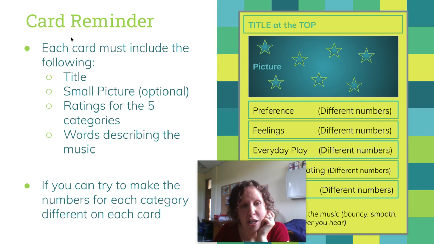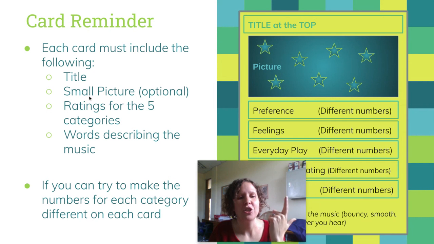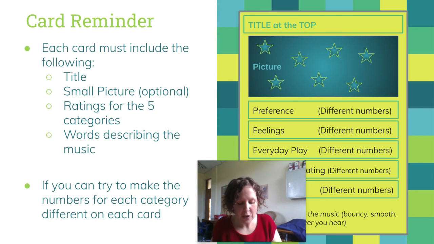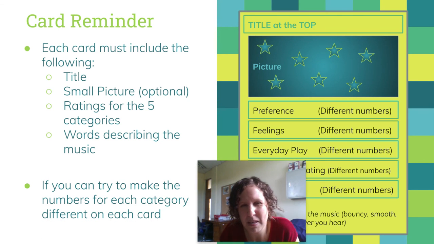At the end, just double check that each one has its title, the name of the song. Make sure you have drawn a small picture if you want. And then you have a number for all of the categories. You have words describing the music. And then if you can, try to make sure that the numbers, you can kind of put the cards in front of you and be like, how many times did I repeat the numbers?